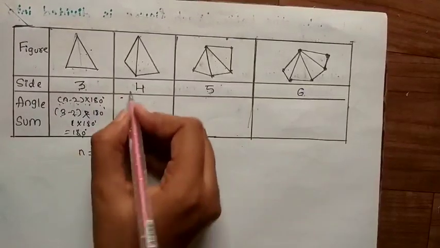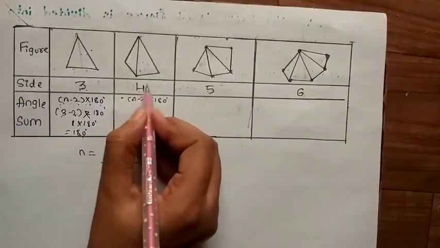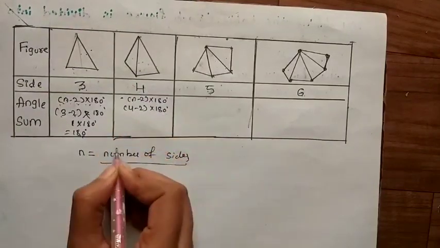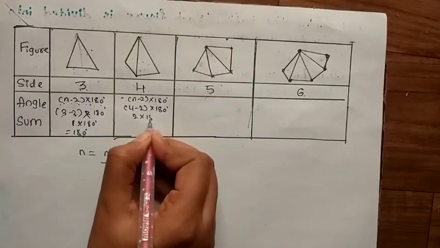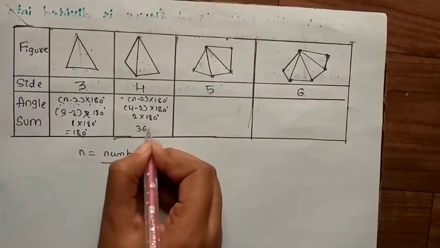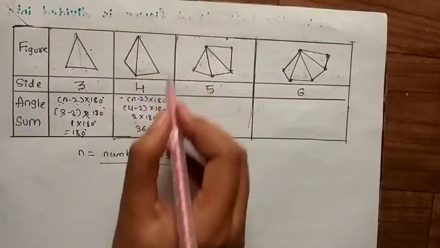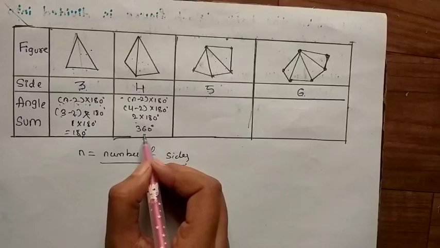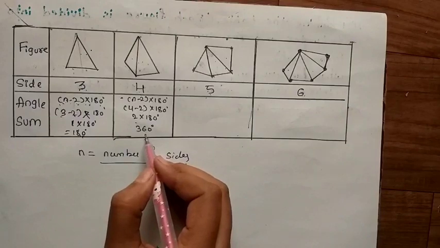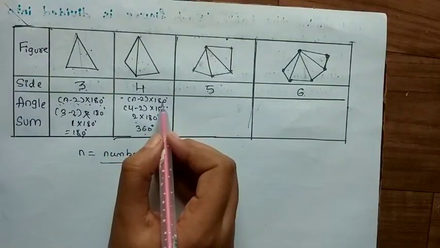Okay. Same formula here I am applying: (n minus 2) into 180 degrees. Here the number of sides n is equal to 4. So I will write (4 minus 2) into 180 degrees. 4 minus 2 is 2, so 2 into 180 degrees, which is 360 degrees. We know that the sum of the angles of the quadrilateral is 360 degrees. For this problem I am applying the formula: the sum of the angles of a polygon of nth side is (n minus 2) into 180 degrees.